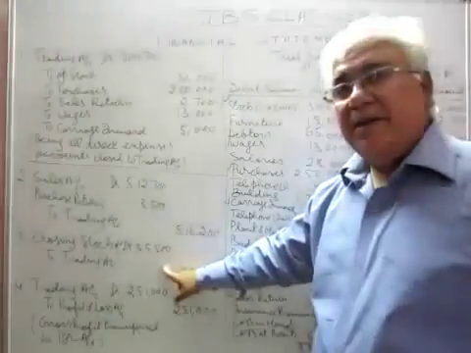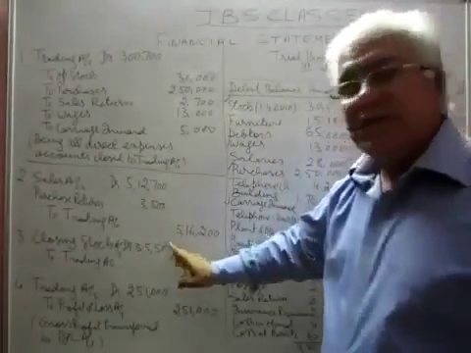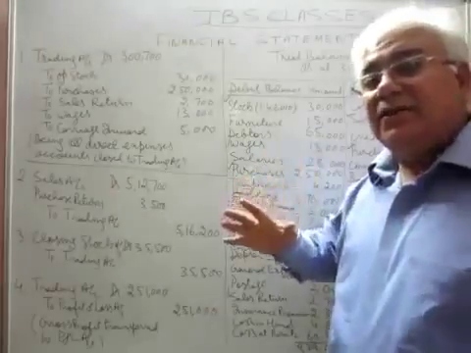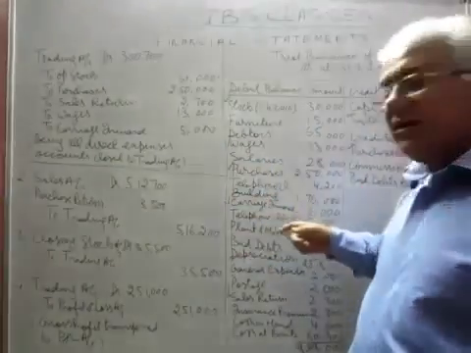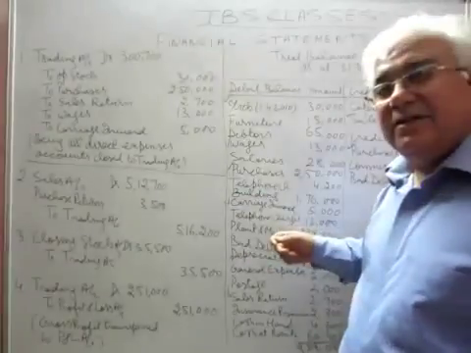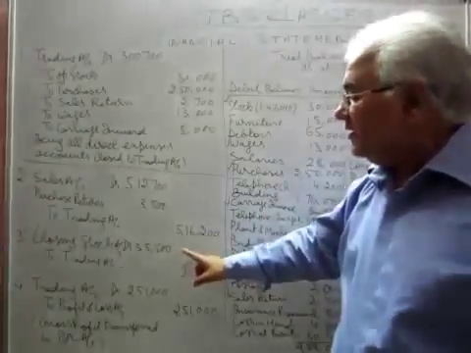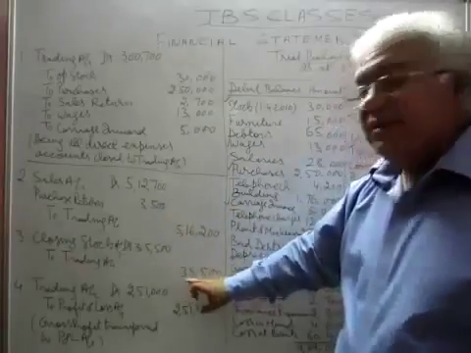Because this entry is made after the preparation of trial balance, hence trading account does not appear in the trial balance. If by chance you look at some trial balance and you find closing stock appearing on the debit side of trial balance, then always think that this entry has not been passed. This one has not been passed.